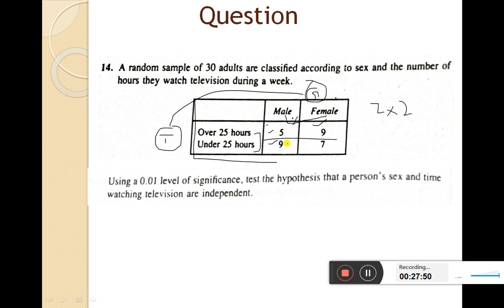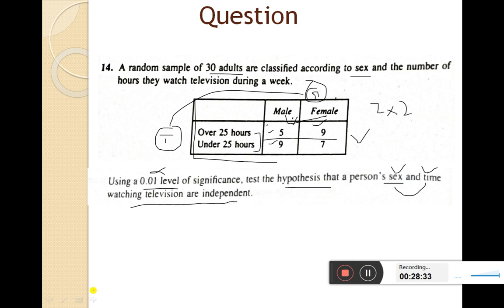Now, how will we find this out with the chi-square distribution? Look at the question. A random sample of 30 adults is classified according to sex, meaning gender, and the number of hours they watch television during a week. Using alpha 0.01 level of significance, test the hypothesis that a person's sex and time watching television are independent. I have two variables here, gender and time watching TV. Are they linked, associated, independent, or dependent? What does this data say to us?